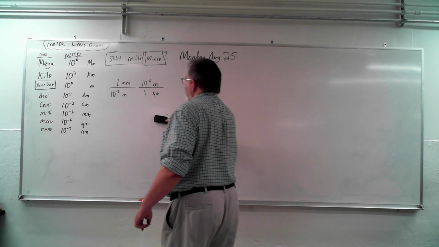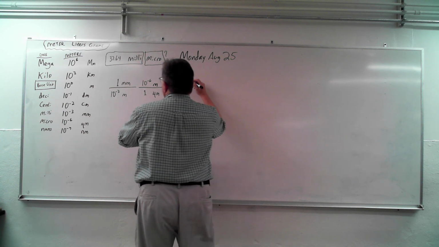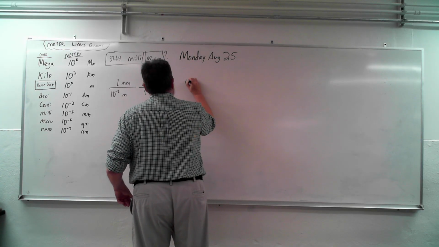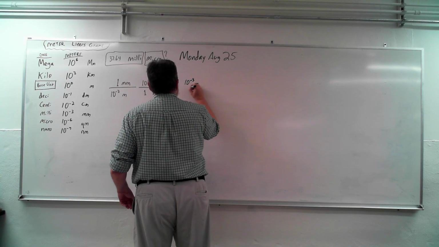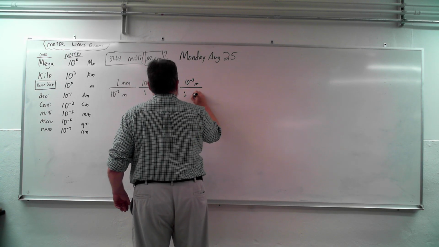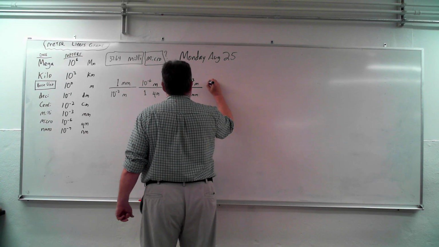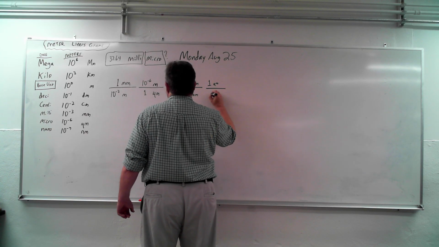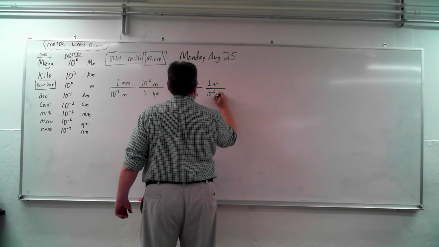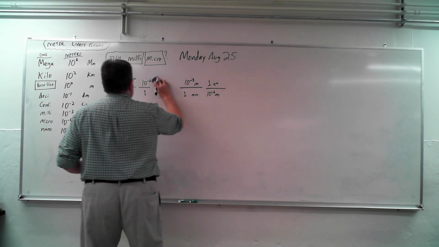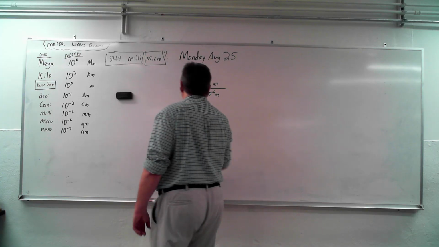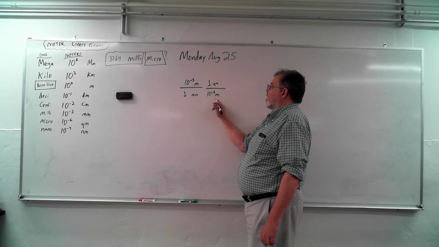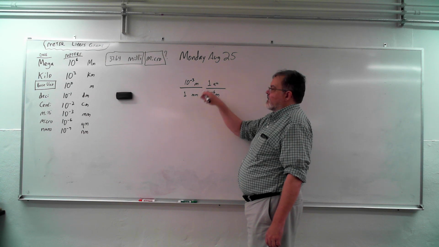I actually did that upside down. So let me swap this. I'm going to flip that over and flip this over. 10 to the negative 3 meters. 1 millimeter. 1 micrometer. 10 to the negative 6 meters. Now it's ready. But notice if I did a little math here, the meters cancel out, and then I do literally have an expression that has micrometers to millimeters.